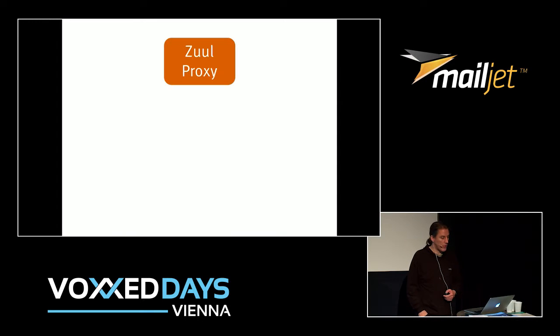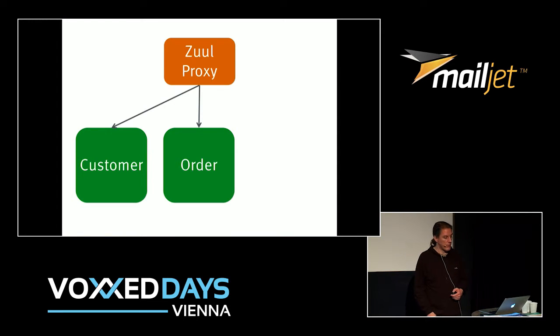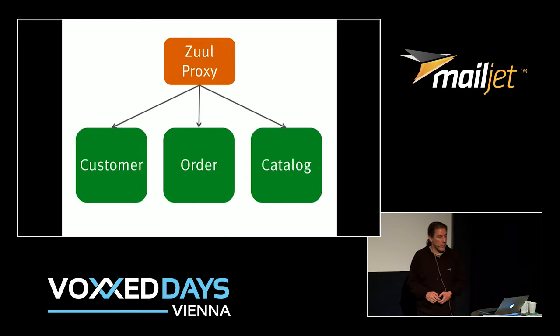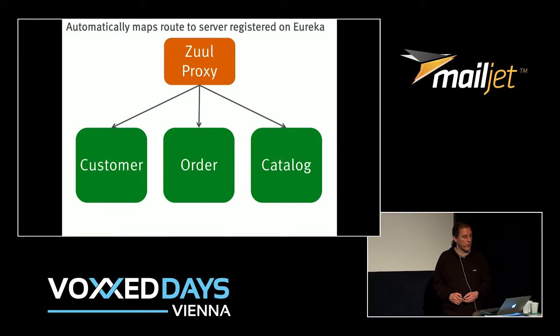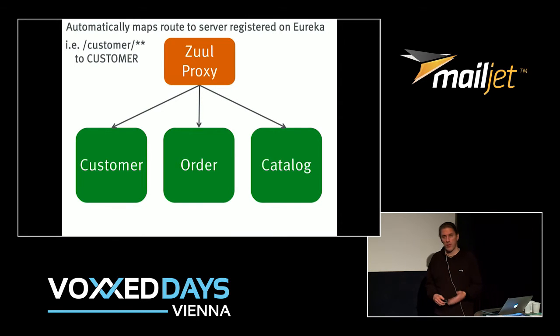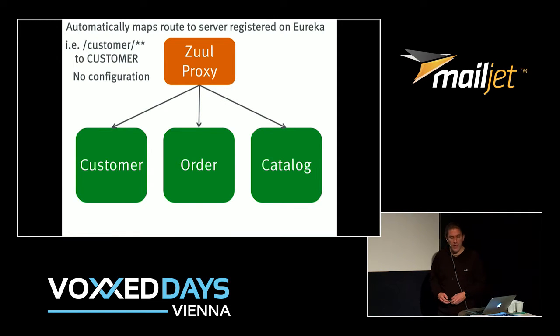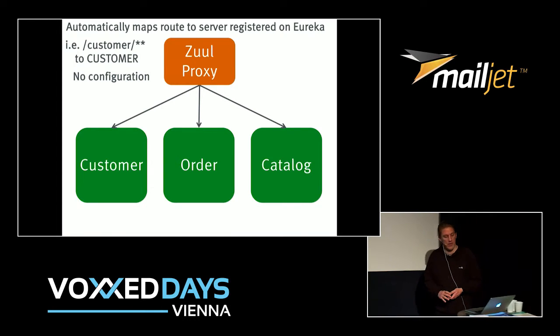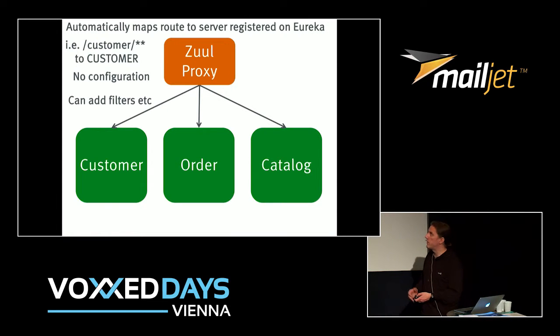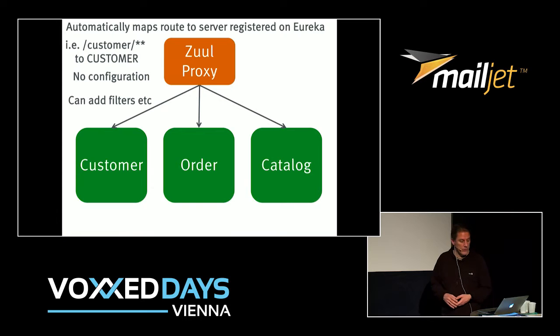So how does that work? Well, here's my Zuul proxy. Here are some microservices for order, customer, and catalog. And if you use the Zuul proxy, then there is an automatic mapping to the registered services. So a request to customer goes to the customer microservice without any configuration. Now, you might say, okay, well, this is somewhat stupid because I just said that you want to have different rules for sending requests to different services, but you can still do that. You can still add filters to that if you want to, but there is a sensible default here.